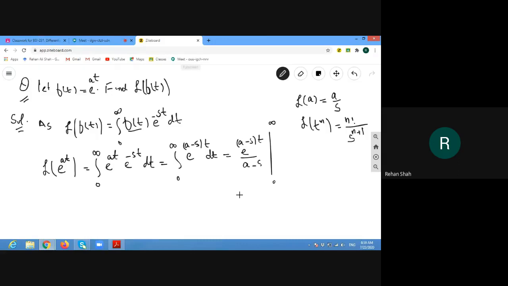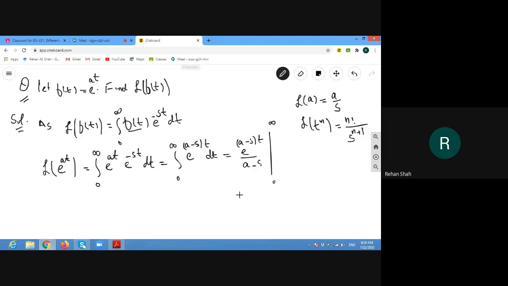Now tell me when this integral will exist. If a is not equal to s, when a minus s is less than 0. Think about this a little.